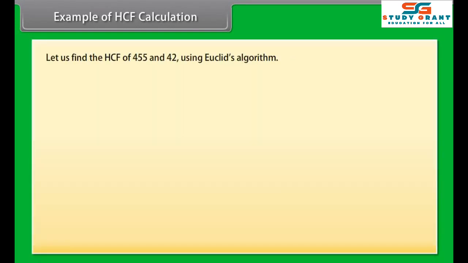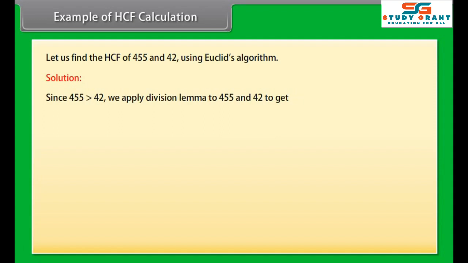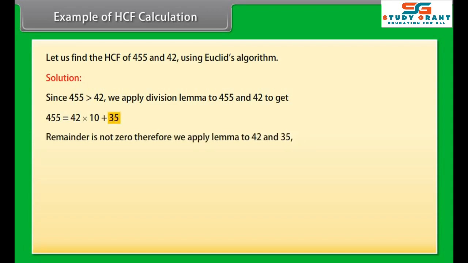Example of HCF calculation. Let us find the HCF of 455 and 42 using Euclid's algorithm. Solution. Since 455 is greater than 42, we apply the division lemma to 455 and 42 to get 455 = 42 × 10 + 35. The remainder is not 0, therefore we apply the lemma to 42 and 35. 42 = 35 × 1 + 7.